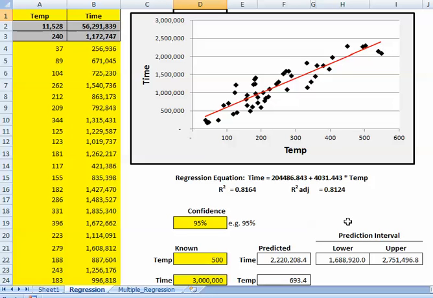So that's it for regression. Again, it's a very good tool. One thing I do want to mention before I end the video is to be careful of the inference space.